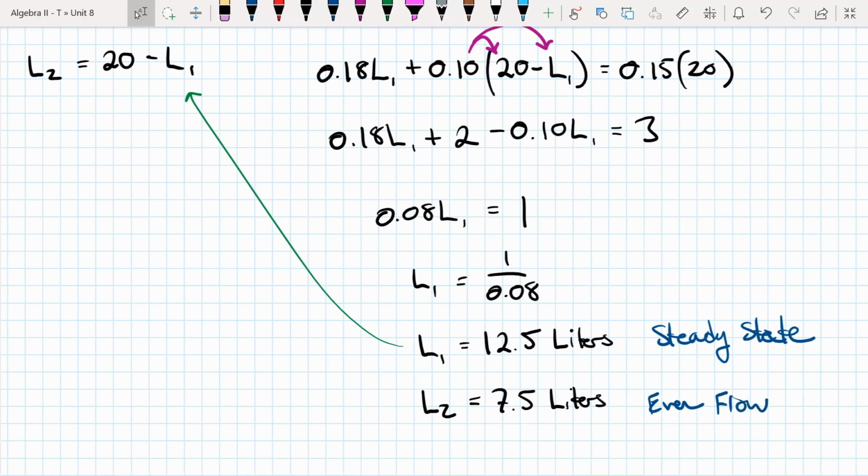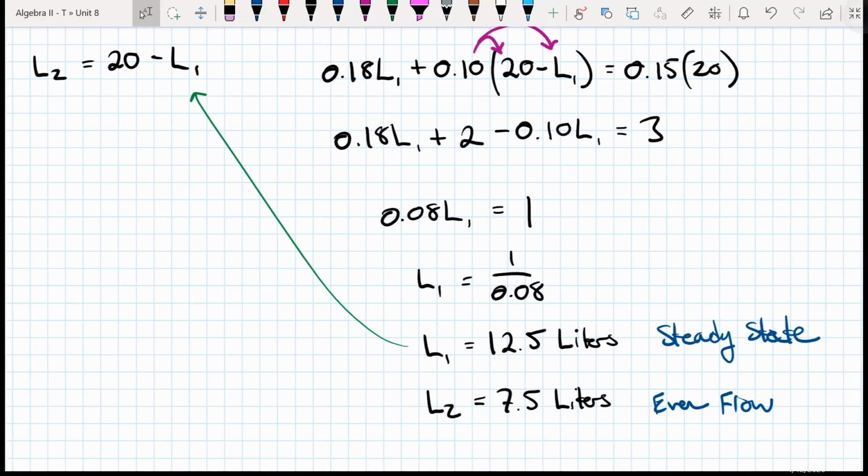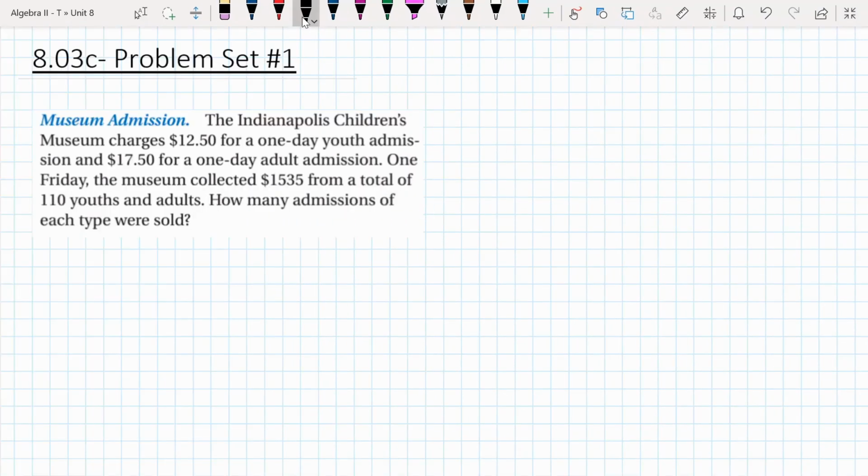All right. We're going to go through two more examples. One of them is going to be a little bit easier, and the other one's going to be a little bit more challenging. Okay, so problem set number 1, we have a museum that charges $12.50 for youth or children, and then $17.50 for adults. We know that on Friday the museum collected a total of $1,535, and we know that the total number of youths and adults together is 110.